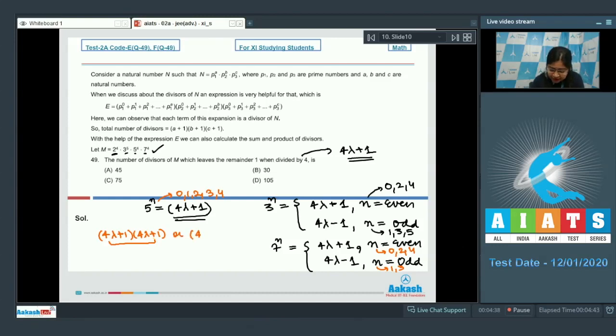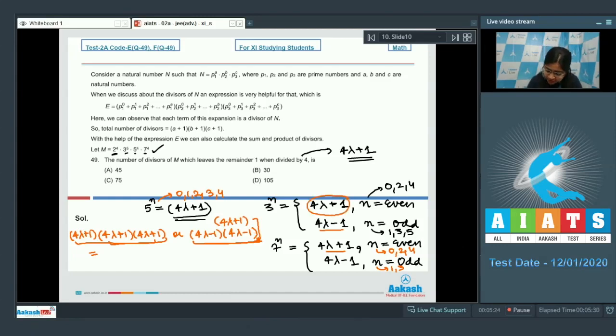Or if I take 4 lambda minus 1 into 4 lambda minus 1, if we multiply these two, then again I will get 4m plus 1 type form, right? So these two are required. If I take 4 lambda minus 1 into 4 lambda plus 1, then I will get 4 lambda minus 1 form, but that is not required, right? I can multiply 4 lambda plus 1 three times also, then again we will get 4 lambda plus 1 form. Similarly here also, if I multiply it with 4 lambda plus 1 again, then also I will get 4 lambda plus 1 form. I hope this is clear.